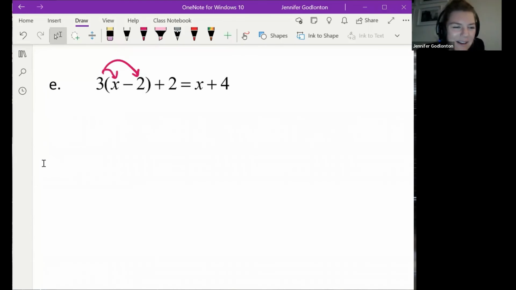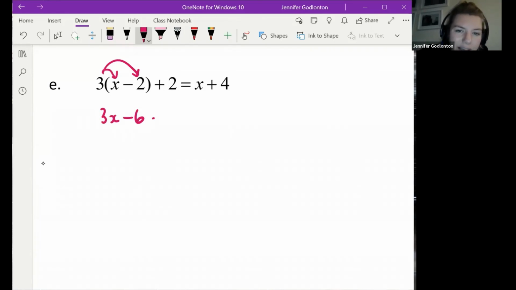Okay, I see we got some answers coming in. Let me talk you through this one. Okay, so first step, we're going to do this distribution. So we're going to have 3x and then 3 times -2, which is -6, plus 2 equals x plus 4.